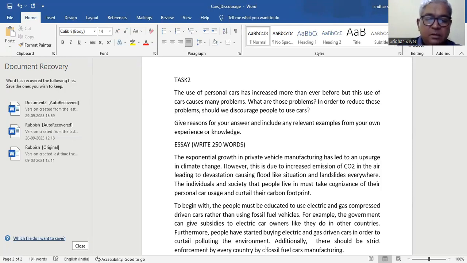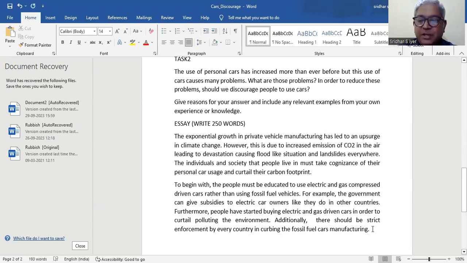By curbing the fossil fuel cars manufacturing. Additionally, there should be strict enforcement by every country in curbing the fossil fuel cars manufacturing or cars production. We can change it because we have already used it.